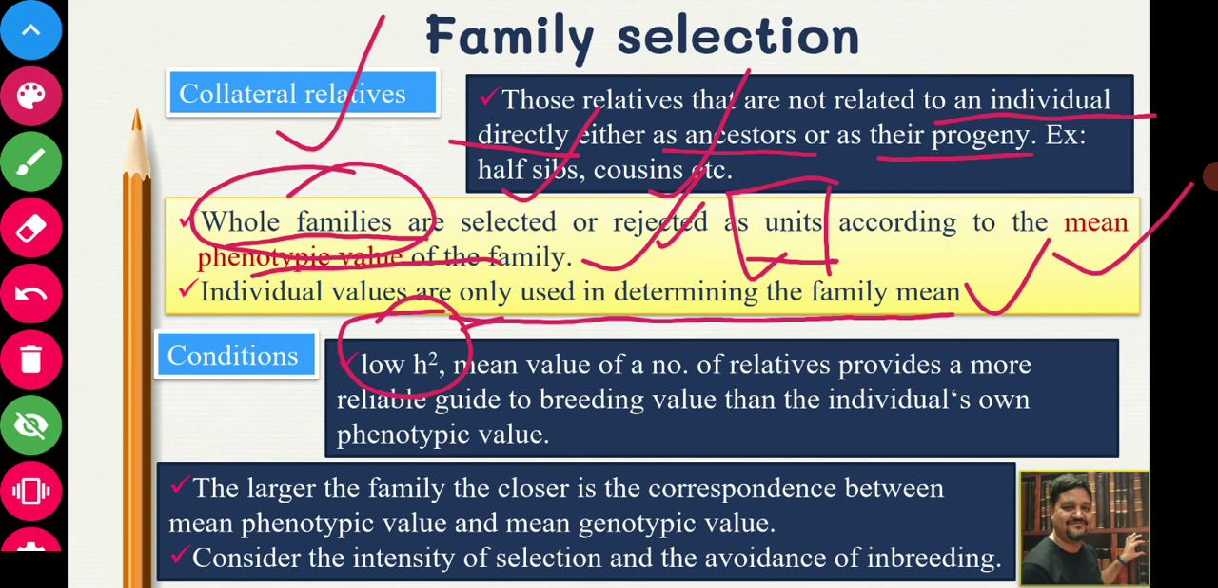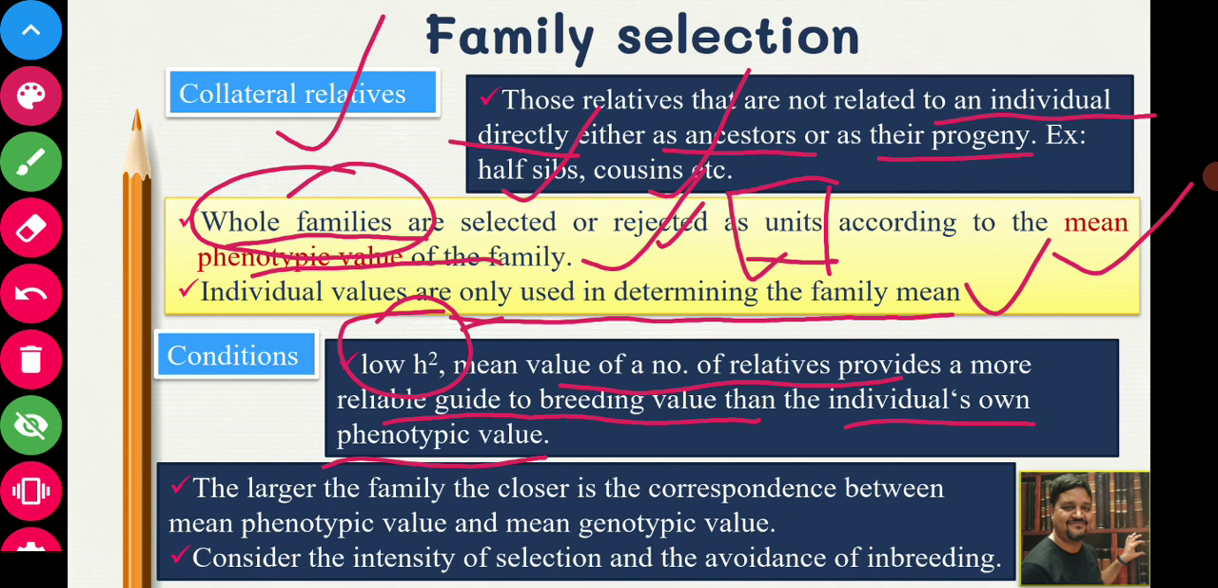It requires low heritability. Mean value of a number of relatives provides a more reliable guide to breeding value than individuals' own phenotypic value. So what is the concept of family selection? It tells that an individual's own value will be less reliable in comparison to the mean value of the whole family taken together.